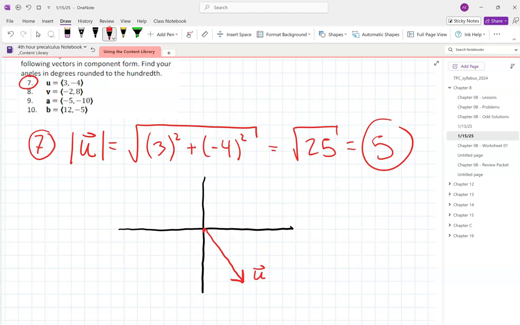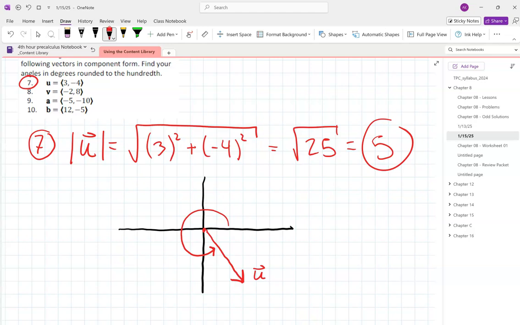So I've drawn a picture of my vector. Everybody okay with how to draw the picture? I did 3 over and 4 down because it's the vector 3, negative 4. It's just like plotting points.